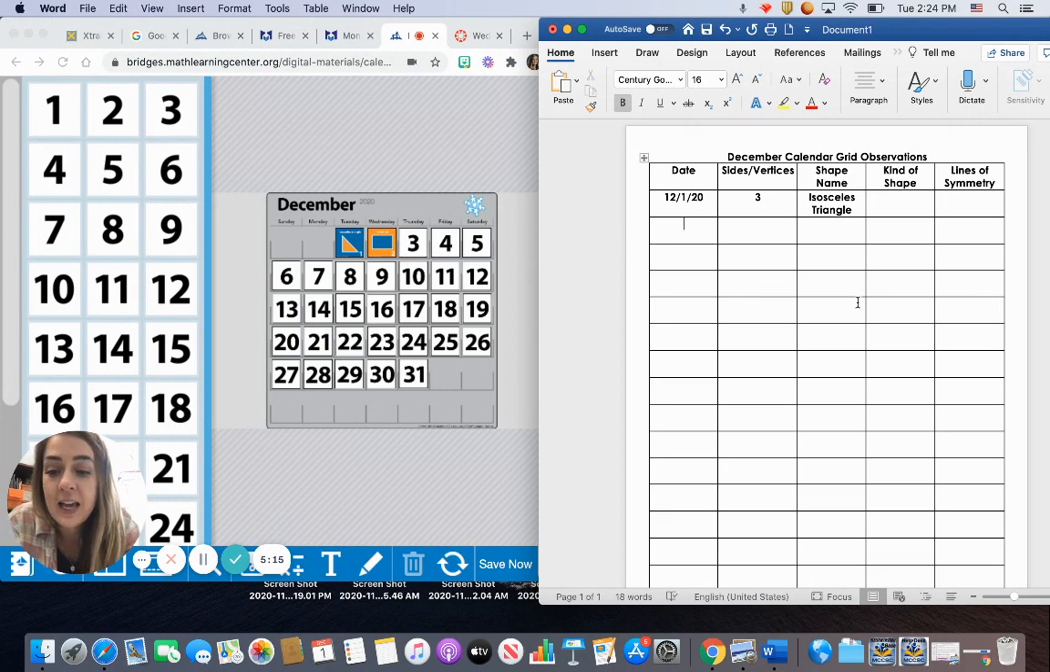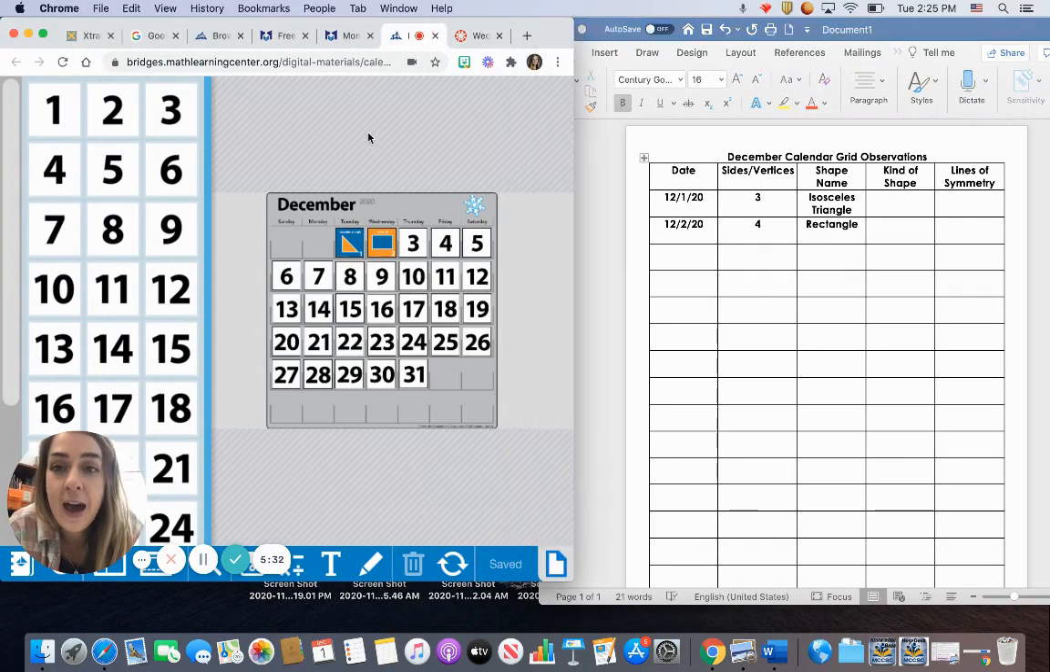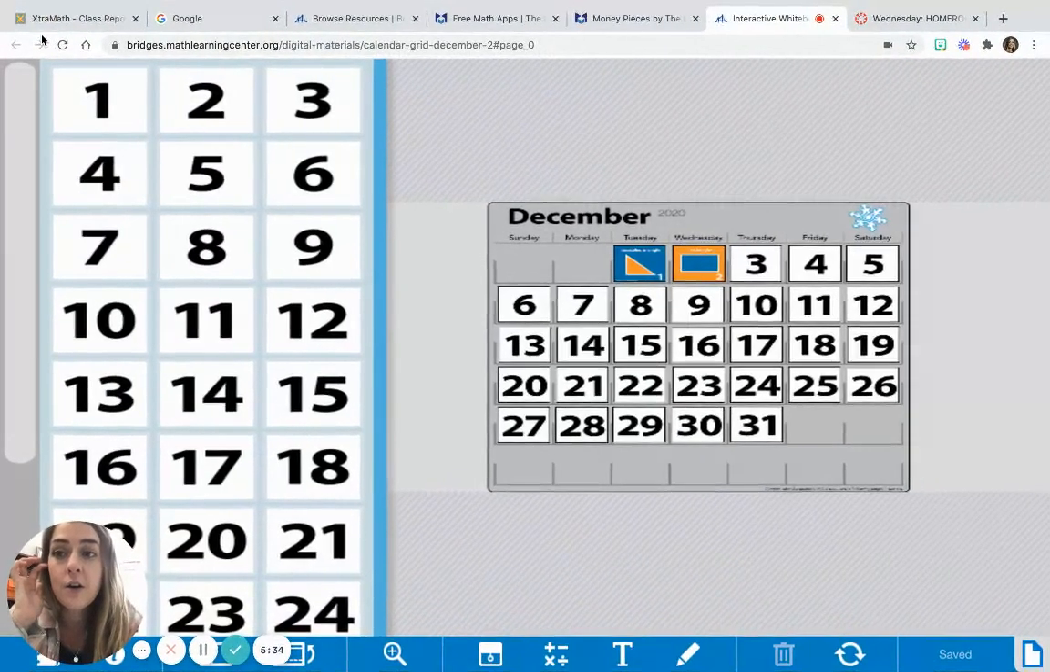Then I'm going to plug in today. Today is December 2nd, 2020, so 12-2-20. And on our rectangle, we have 4 sides and 4 vertices. So I'm going to type in 4 and type in rectangle. All right, and we will keep adding to that as we go along.